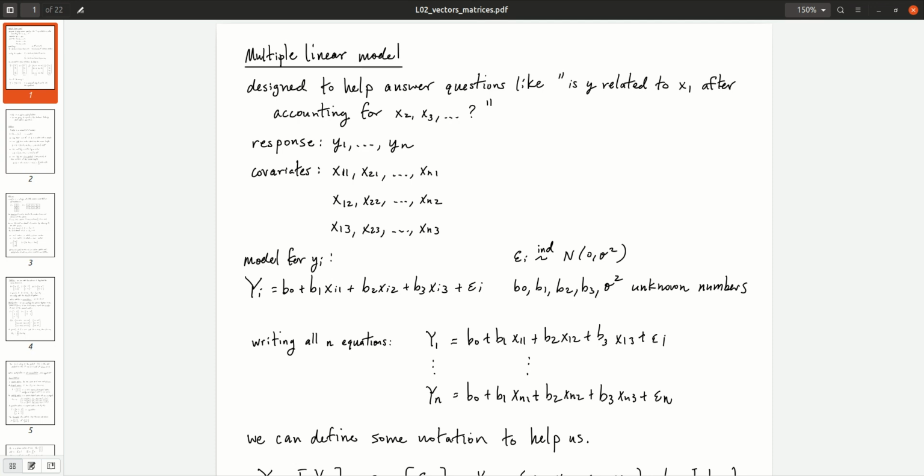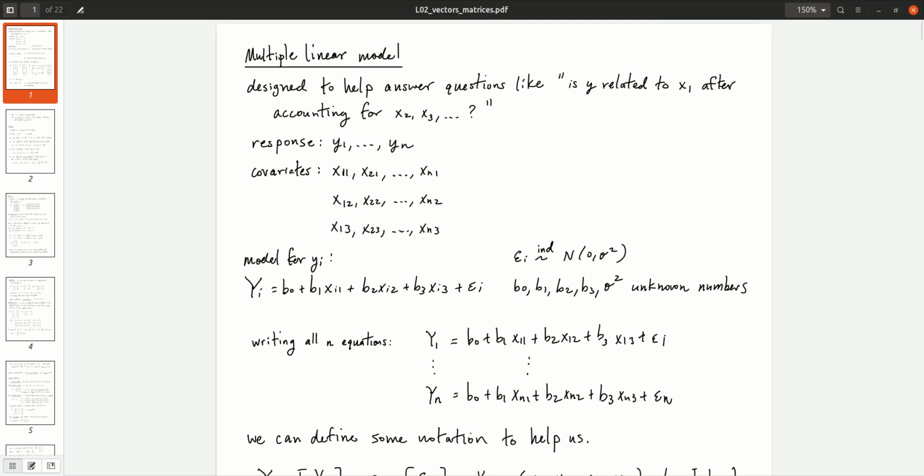In the last module, we talked about the simple linear model, which is a model with a response and one covariate. In this module, we're going to be talking about vectors and matrices in great detail. Now, to motivate why vectors and matrices are so important for this course, let's introduce the multiple linear model, which we'll come back to in a later module.